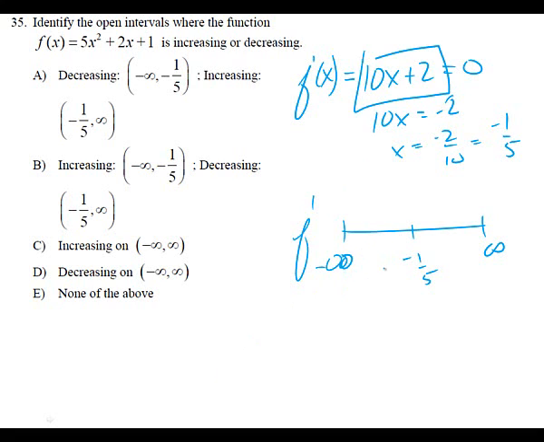All right, what numbers between -infinity and -1/5 should we test? -1 works. Could I use -10? Yep, that works too. All right, when I put a -1 in there, do I get a positive or negative answer? Negative. So that means the first interval is decreasing. That looks good, right? All right, what's bigger than -1/5? How about 0? Even better, right? 0, what do I get out of this? Positive. So it looks like it's increasing, so it looks like answer choice A.